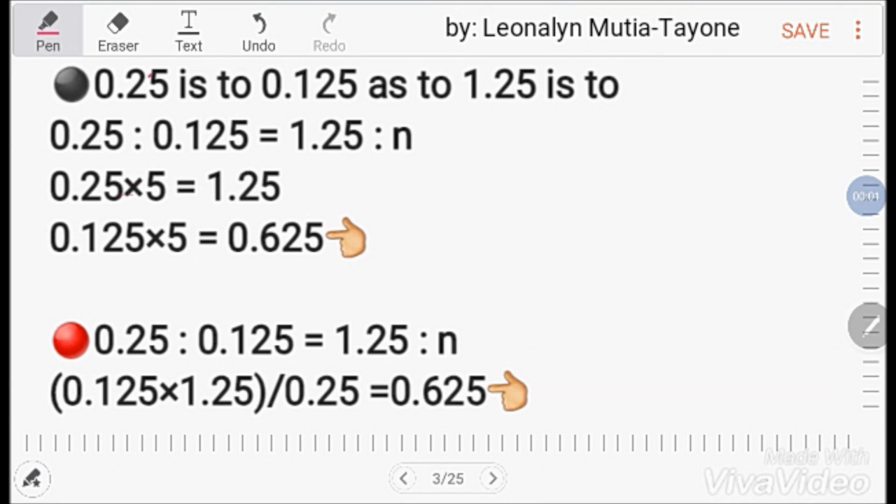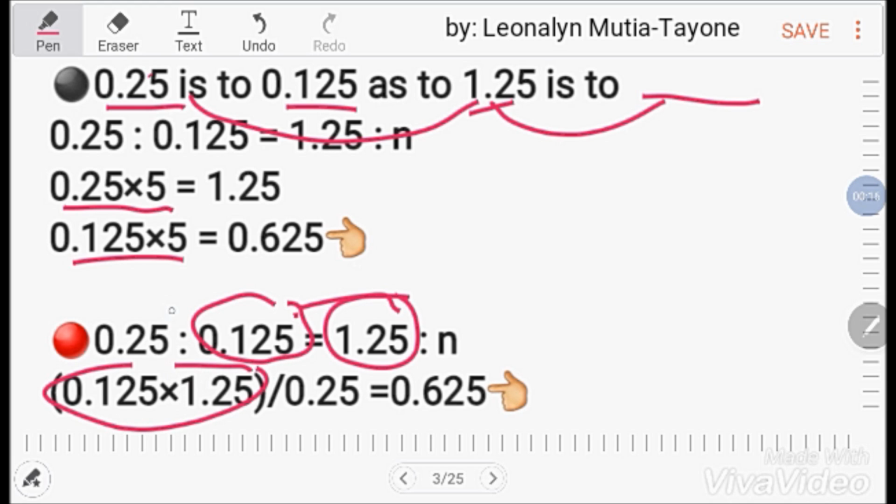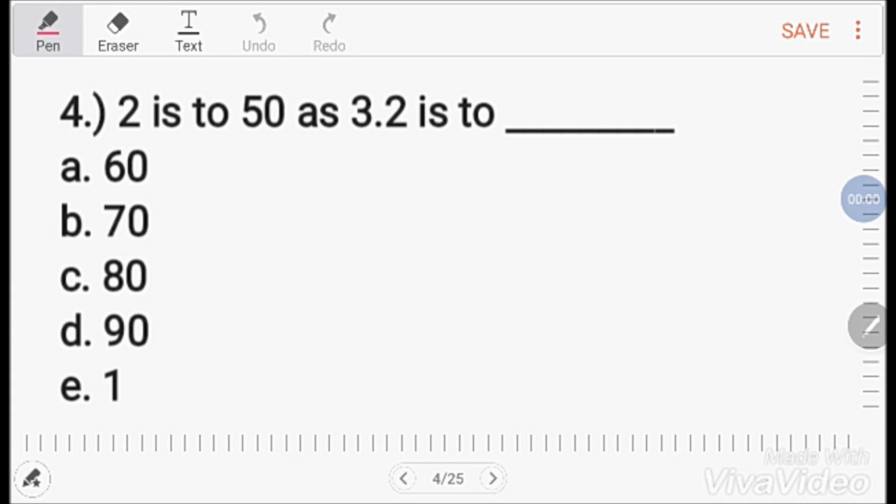Another solutions. Katulad lang din ito sa kanina na nag-multiply tayo ng 5 sa dalawa, ito at saka ito para ipagpares sa sagot natin. Ito naman ay mag-cross multiply tayo. Ipares mo siya. So, ito na yon. Tapos, si 0.25 kasi nandito siya sa kabila at saka pag i-transpose mo na, mag-divide na siya sa dalawa nito. So, ito pa rin ang sagot. Number 4. 2 is to 50 as 3.2 is to ano kaya?